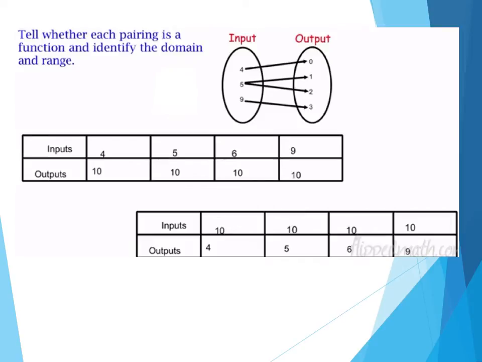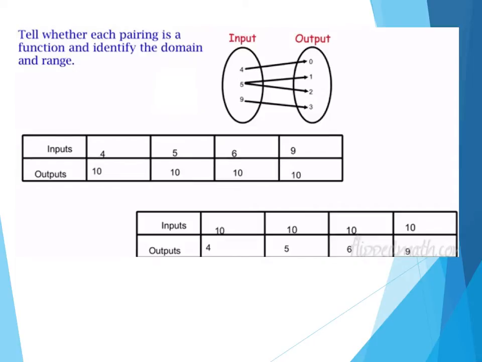Right, so let's do some examples. What I have here is three things. I have what's called a mapping diagram, which shows just how inputs and outputs are related. I also have two tables. Basically, they're going to show us inputs and outputs, and our goal is to figure out whether it's a function or not, and to identify the domain and range.